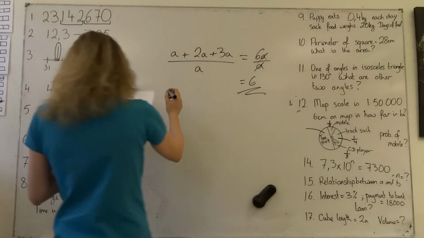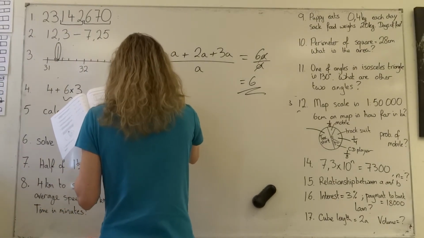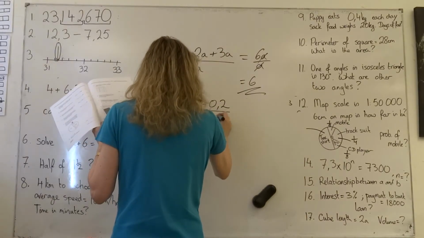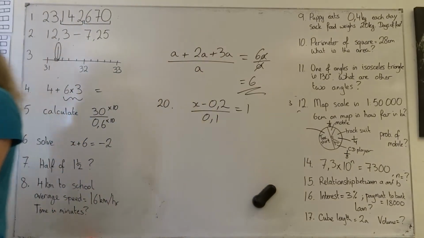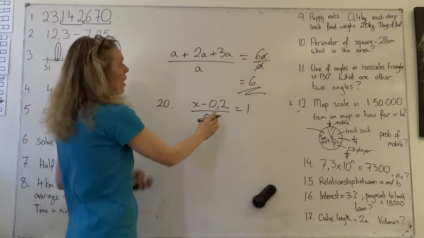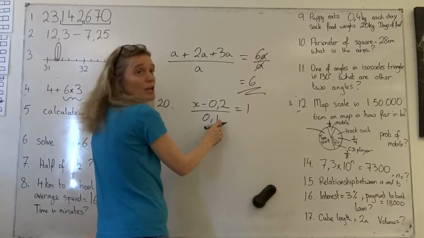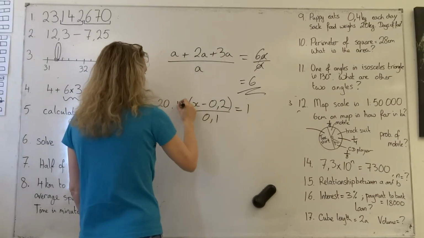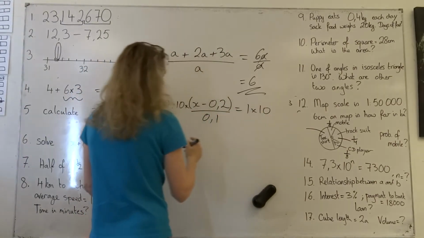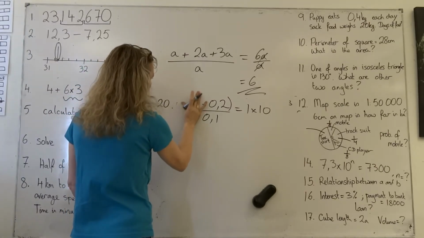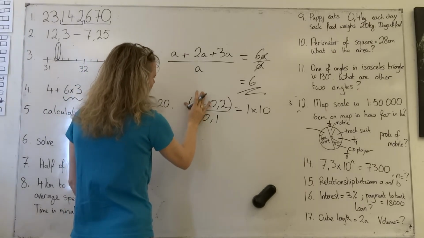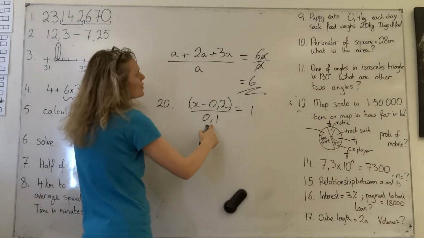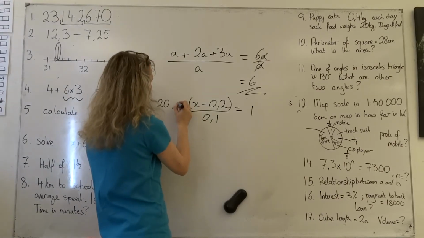The next one, solve the equation, and this is the last one, question 20. x minus 0.2, all divided by 0.1, equals 1. Multiply both sides by 10 and you'll get rid of the 0.1 down here on the bottom. Dividing by 0.1 is the same as multiplying by 10.